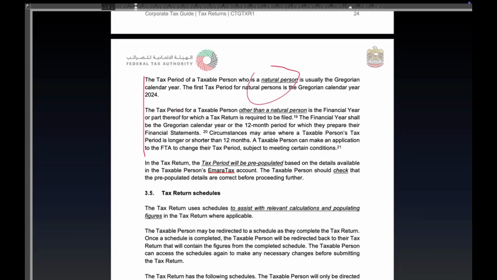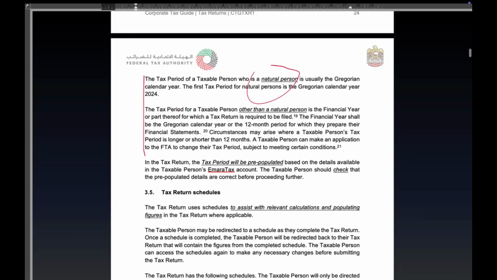But initially, as I mentioned, you can request the FTA to change your tax period. But the tax period should not be less than 6 months, and it should not be more than 18 months.